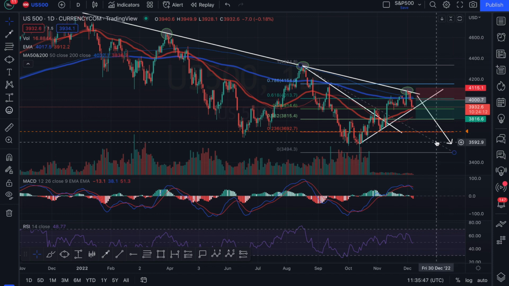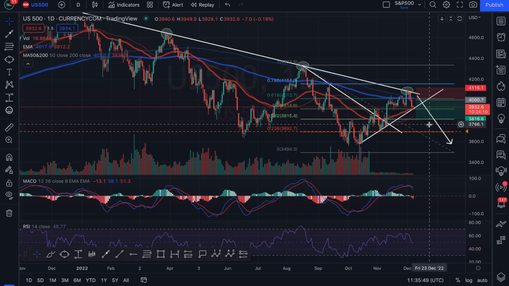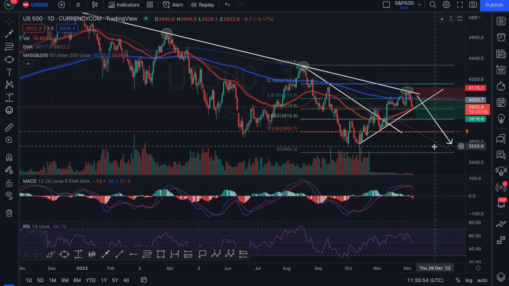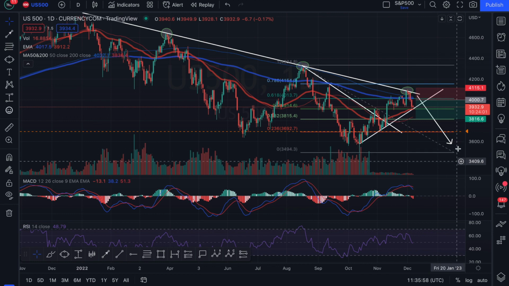So I believe at some time in Q1 2023, we will most likely go and revisit the lows, probably even break below them. I feel like 3,200 to 3,500 is my target. I feel like once you get there, that will be a fantastic buying opportunity here in the market.